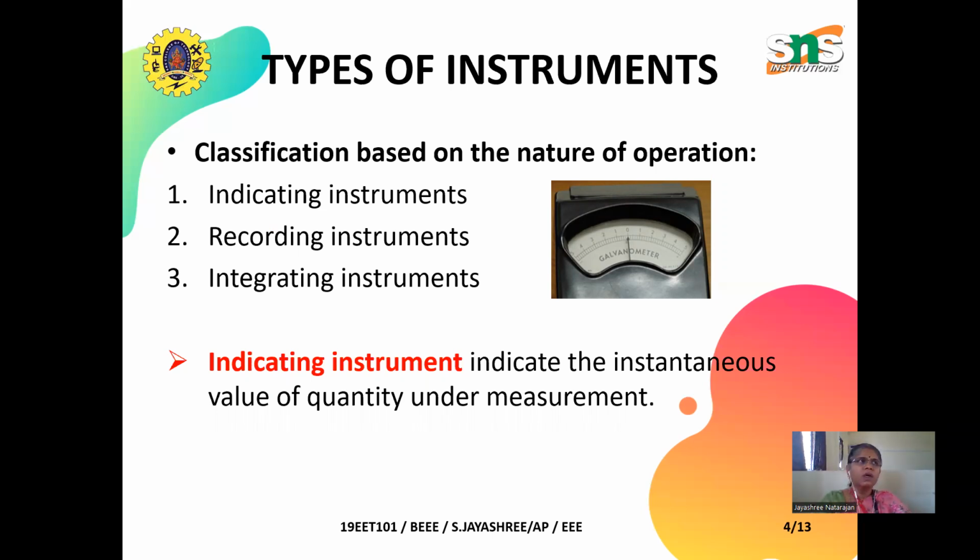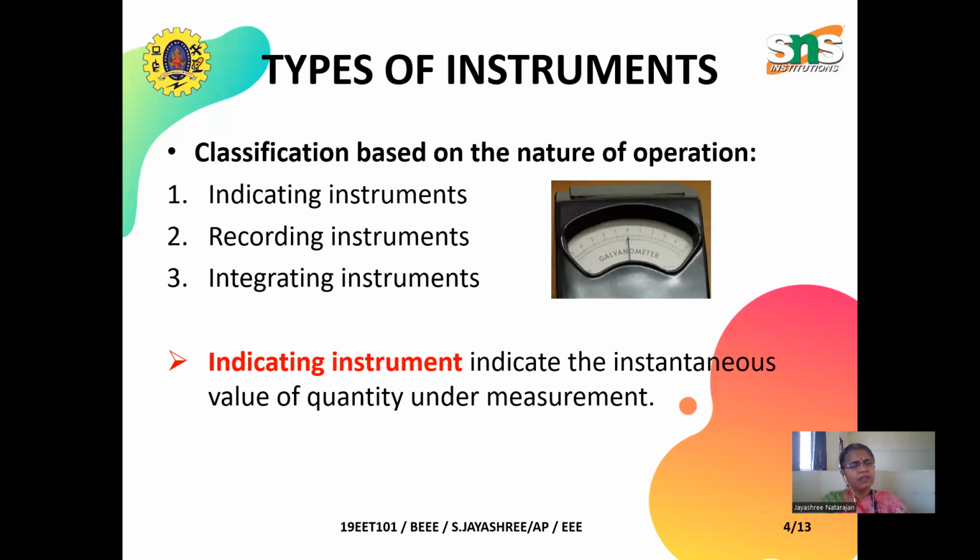The second one is the recording instrument. A recording instrument gives continuous data. For example, ECG, the echocardiogram, which measures our heartbeat. That is continuous data. Our weather report throughout the day, the daily report, monthly report, weather forecasting. That is a record. Those instruments we call recording instruments.